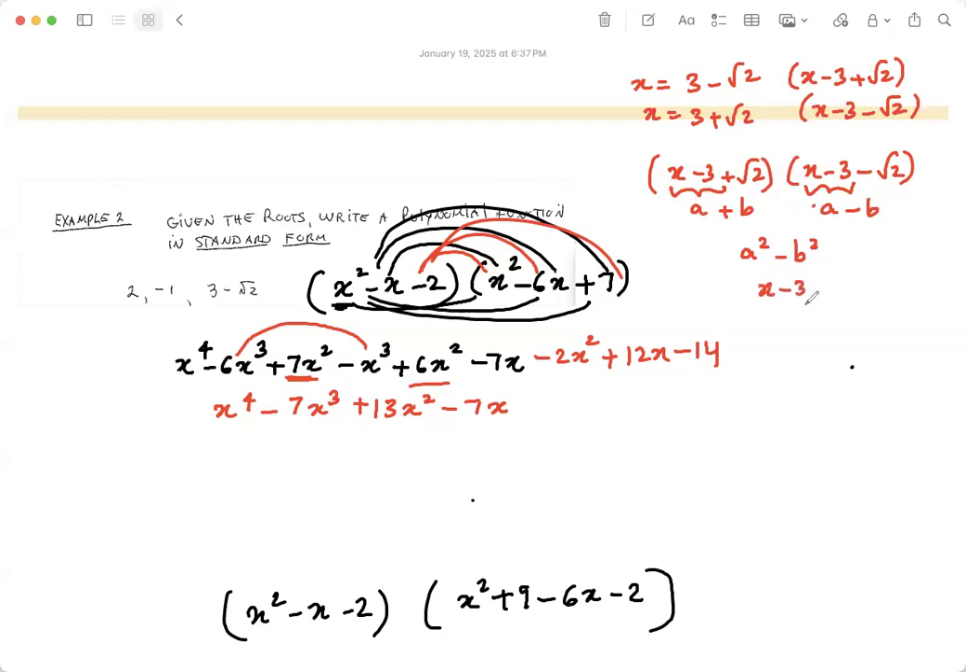A square minus b square. So x minus 3 the whole square minus root 2 the whole square. So x square plus 9 minus 6x minus 2. Combining this, x square minus 6x plus 7. Did I answer your question, Dhvani? Yeah. Okay.